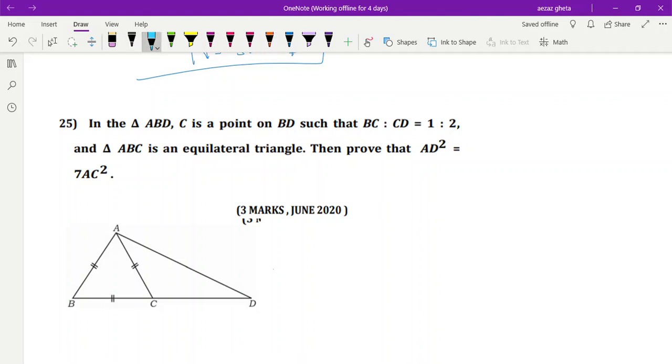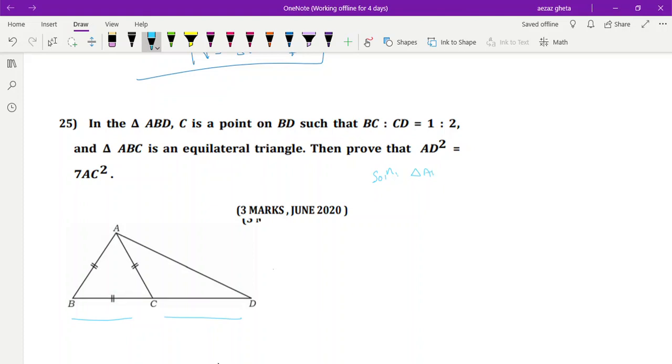Chalo start karein exam. In triangle ABD, the triangle ABD is given. C is a point on BD in such a way that BC and CD, this part and this part, are in the ratio of 1:2. Triangle ABC is equilateral, so all the sides are equal. Prove that AD square is equal to 7AC square. See, square comes, matlab Pythagoras theorem is there to apply, and here 90 degrees is not there. Construction is required. Alright, so solution we will start.